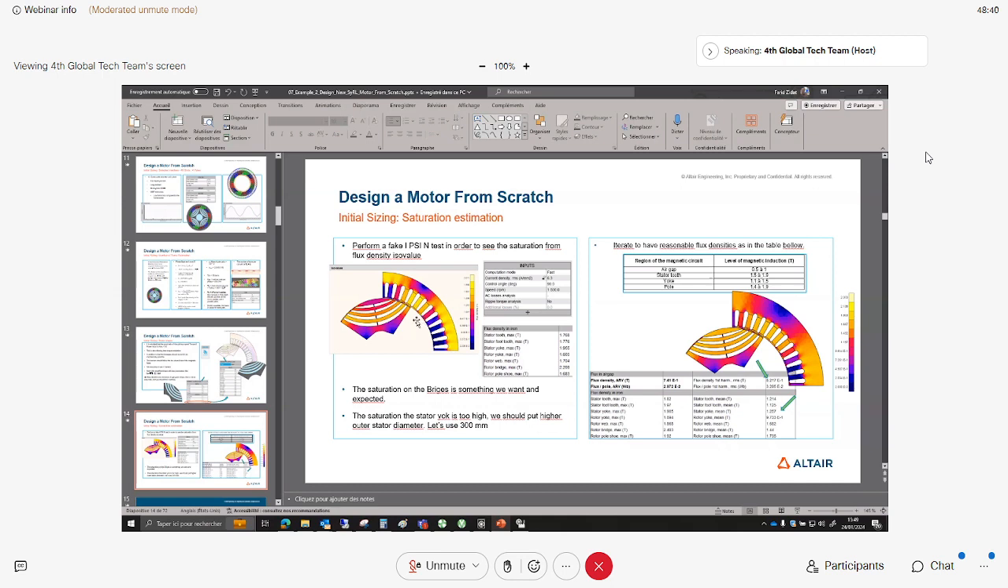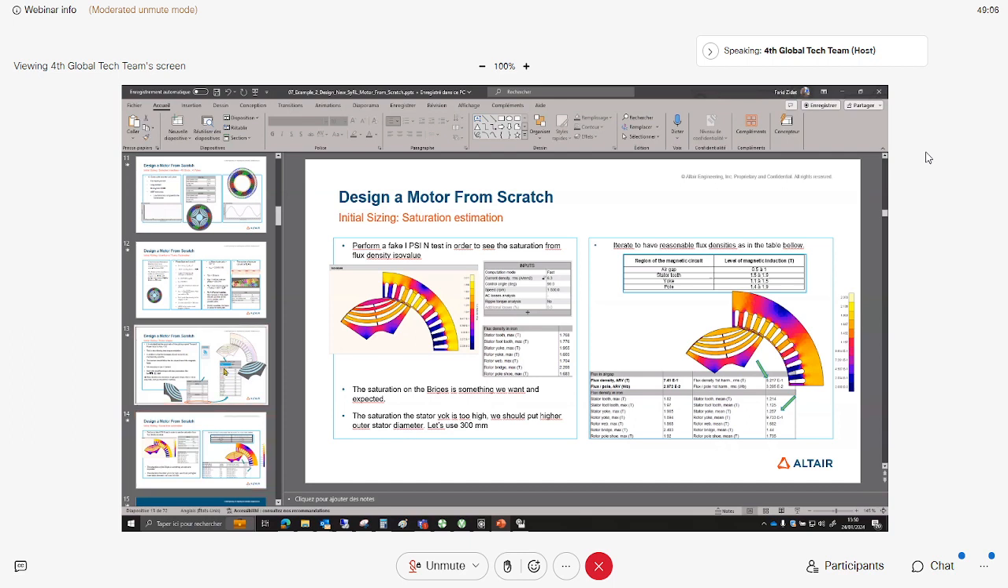Remember that, once again, synchronous reluctance machines are very sensitive to the saturation and the number of poles. So the power factor can be really degraded due to the saturation. So this is what I really want to avoid by enlarging the stator a little bit.